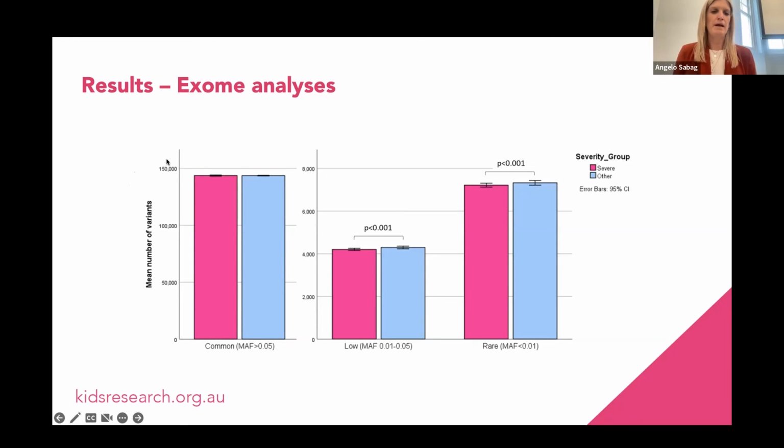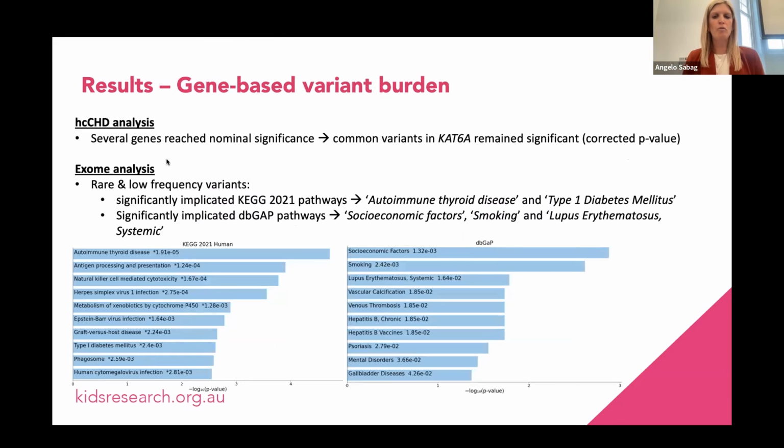So what does all of this mean? We were interested to know, are there any specific genes or variants, or pathways, that could be contributing to these differences? Are there potential modifying pathways that we could look at? So we performed a Fisher's exact test to compare the variant carriers between the two groups. When we did that across the high confidence genes, the genes that we know cause congenital heart disease, several genes actually reached nominal significance. However, when we corrected for multiple comparisons, only the common variants in KAT6A, which is a chromatin modifying gene, remained significant.